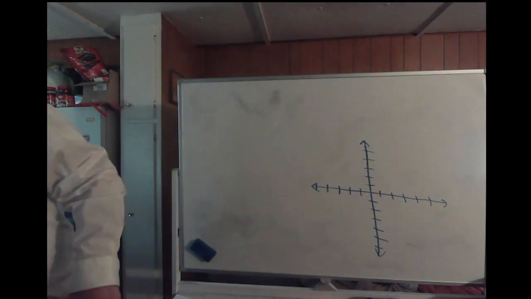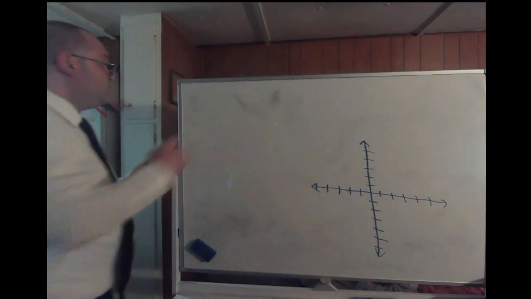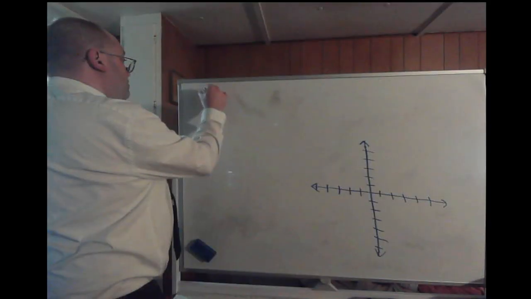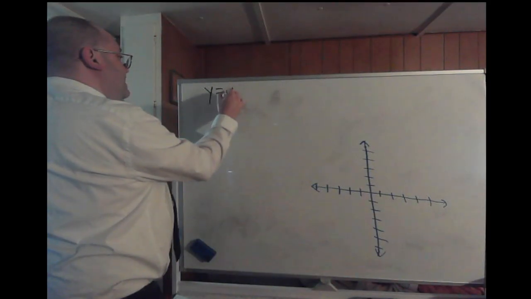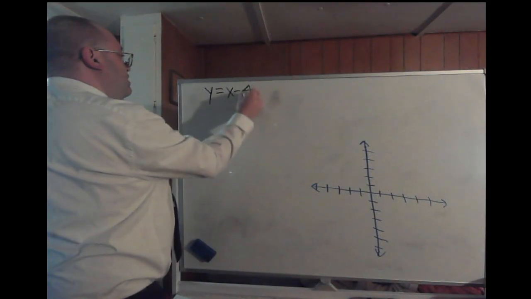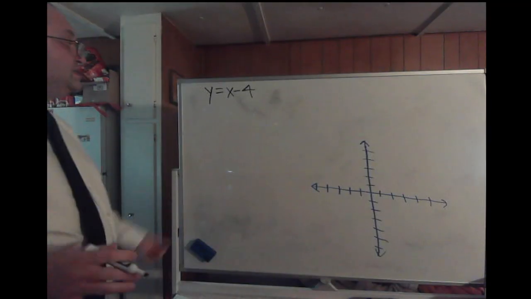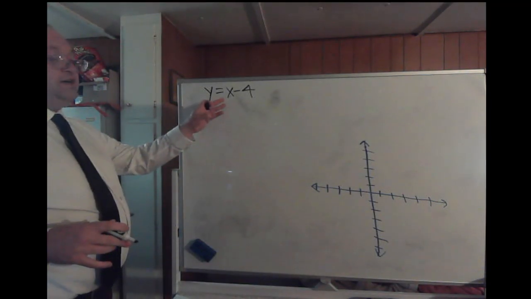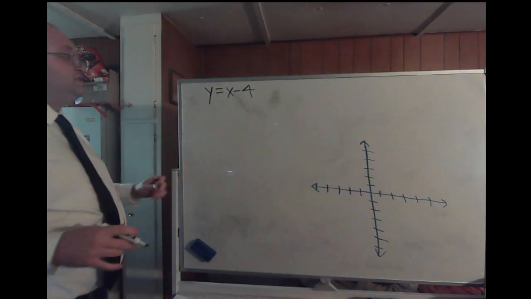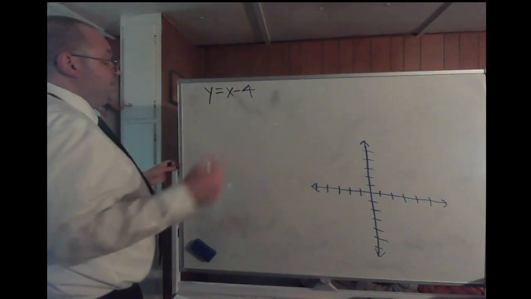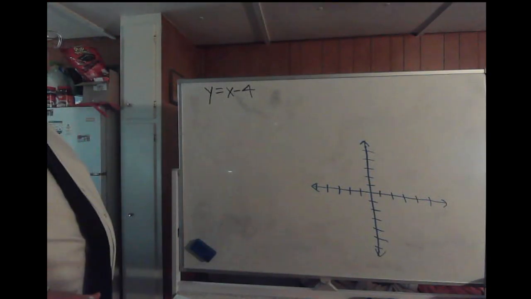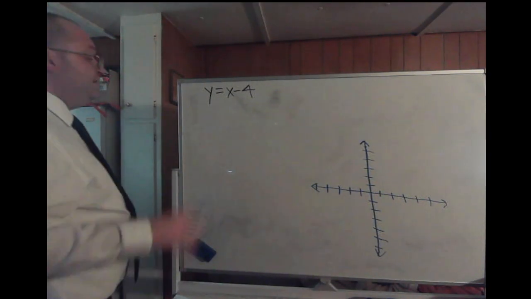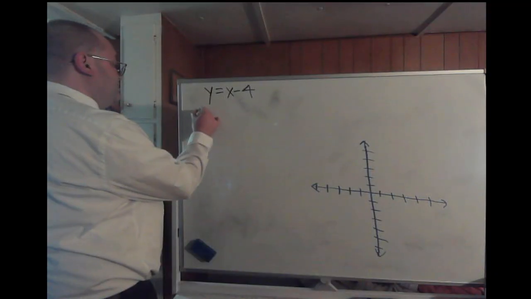This time we're going to do y equals x minus 4. So y equals x minus 4 is the function we're trying to graph. Again, you can pick any random values for x that you like. I'm going to start with 0.